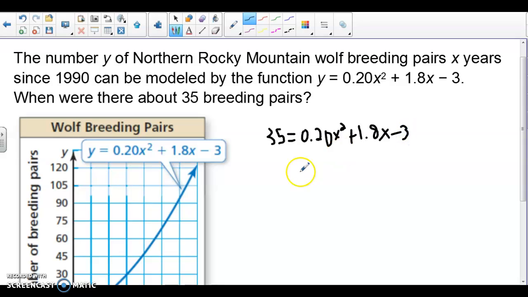Now remember, with the quadratic formula, we want it to be equal to 0. So in order to get it to equal 0, what do we do? Well, we subtract 35 from both sides. If we subtract 35 from the left-hand side, we get 0. If we subtract 35 from the right-hand side, nothing would change with 0.20x squared or with 1.8x, but we would get minus 38 as our constant.